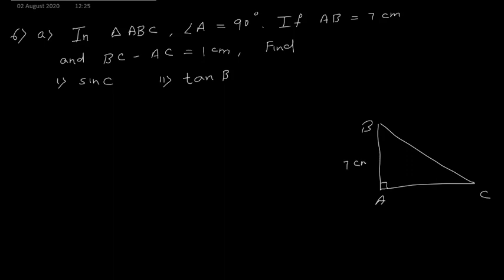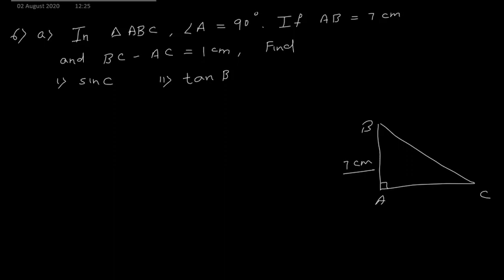Okay, so it seems a little difficult problem. I have to find the value of sin C and the value of tan B. Now only one side is given, and what else have they given? They have given BC minus AC. So I don't know the value of BC, I don't know the value of AC. But we have one relation, that is Pythagoras theorem.